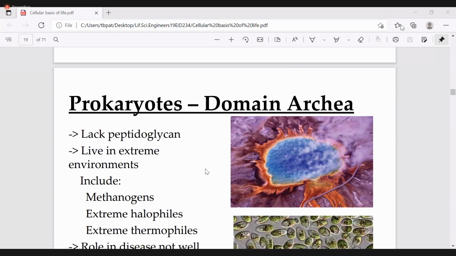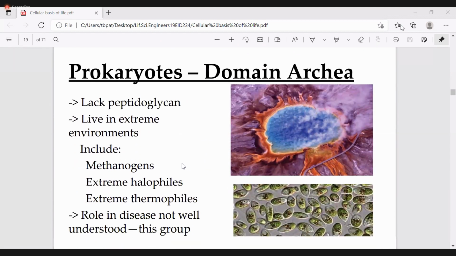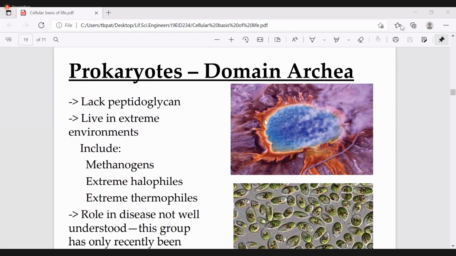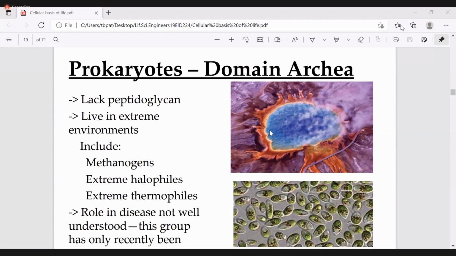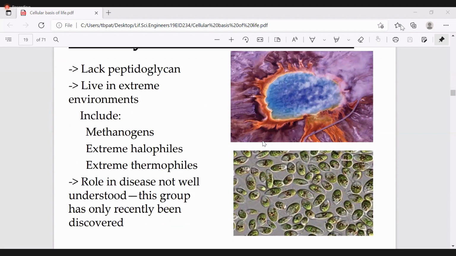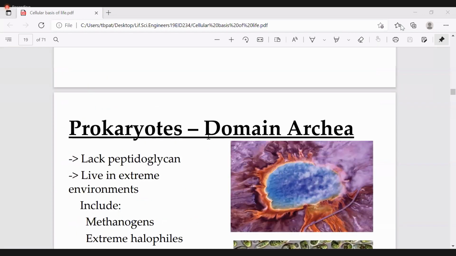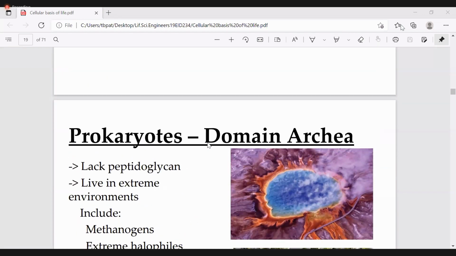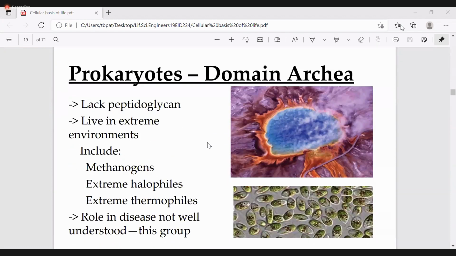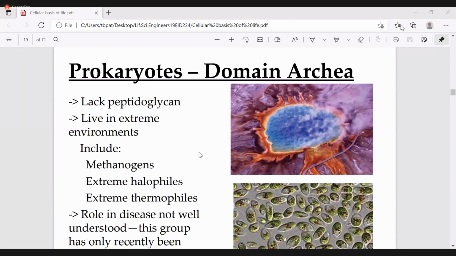It is a prokaryote. The domain is archaea already. We know archaea are both autotrophs and heterotrophs also. It lacks peptidoglycan.